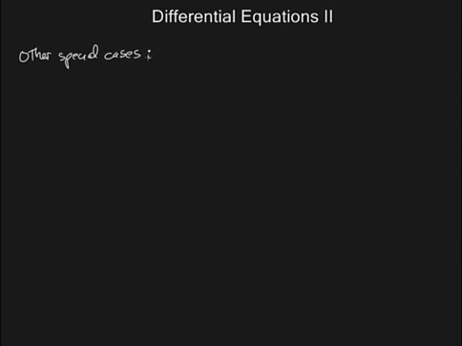Okay, there are some other special cases which I'm not going to talk about. For example, what if A is equal to B and they're both positive or both negative? Or what if one of them is 0? And so on. I'll skip those for now.